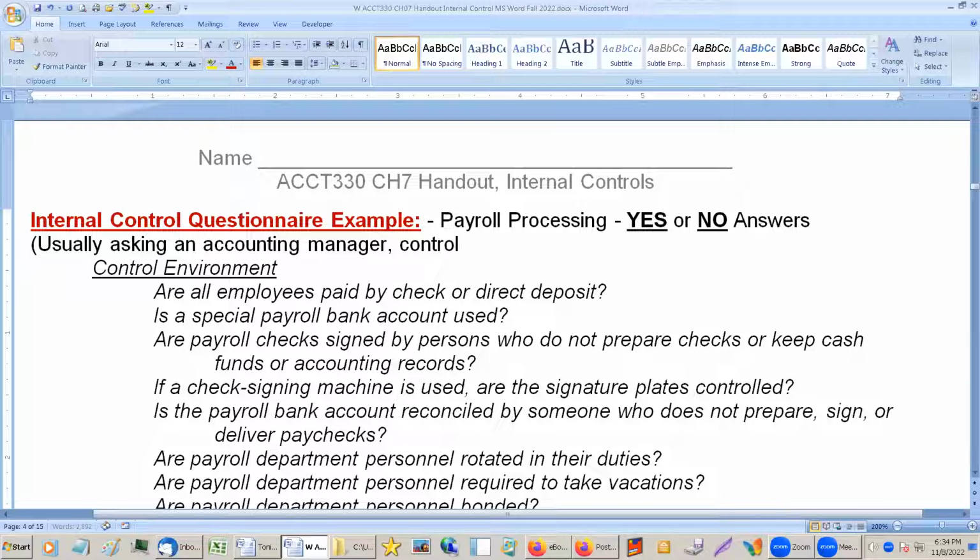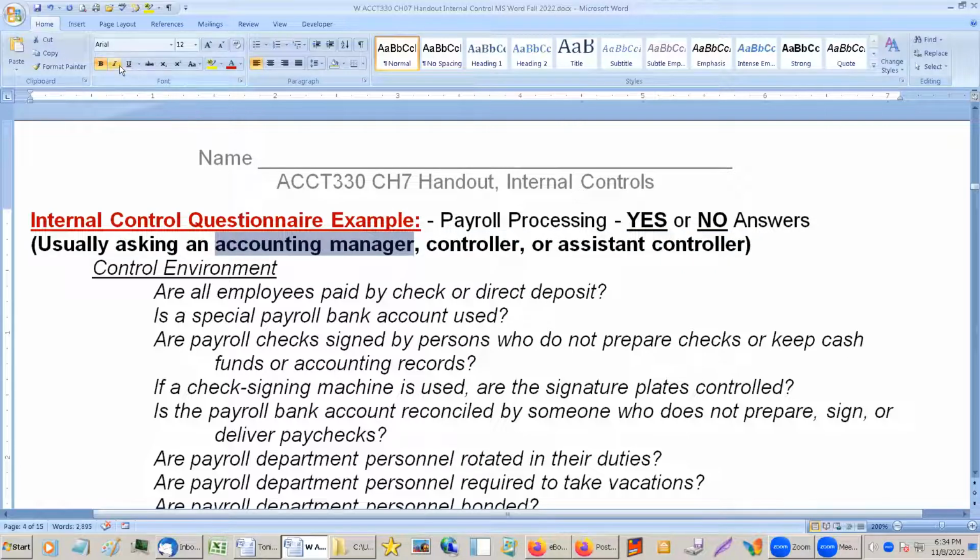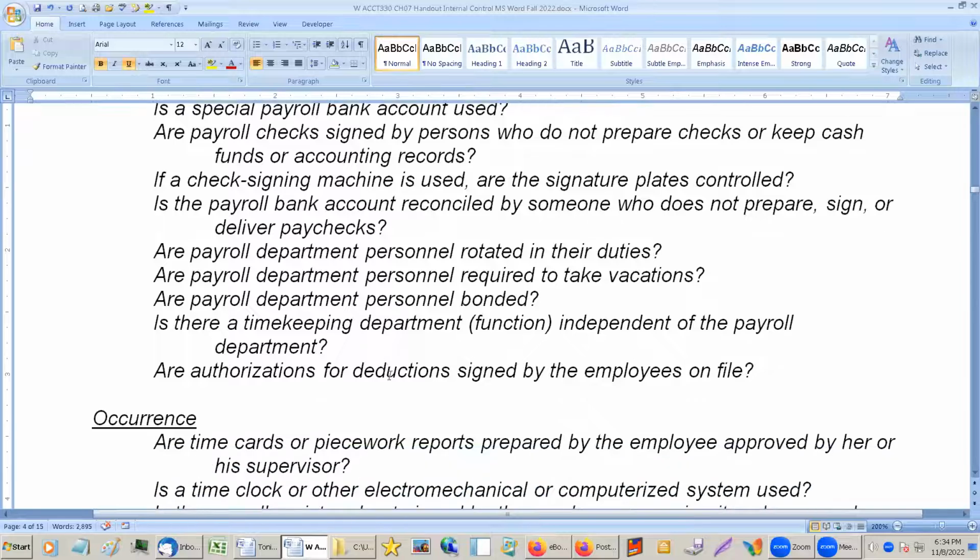Usually someone kind of higher up. And so you go through these questions with them. And they'll say yes or no. Usually yes means everything's okay, and no means there's a problem.